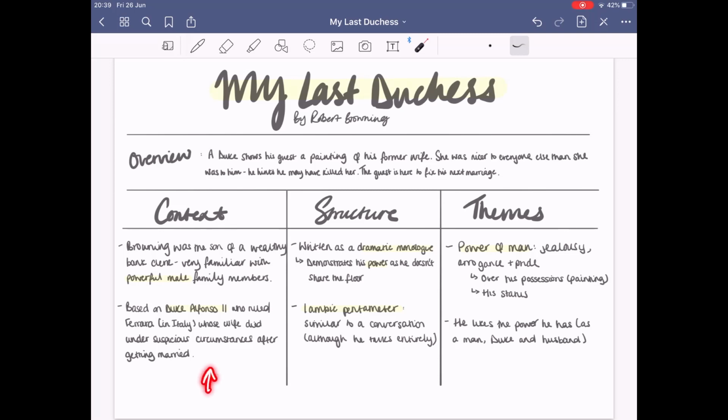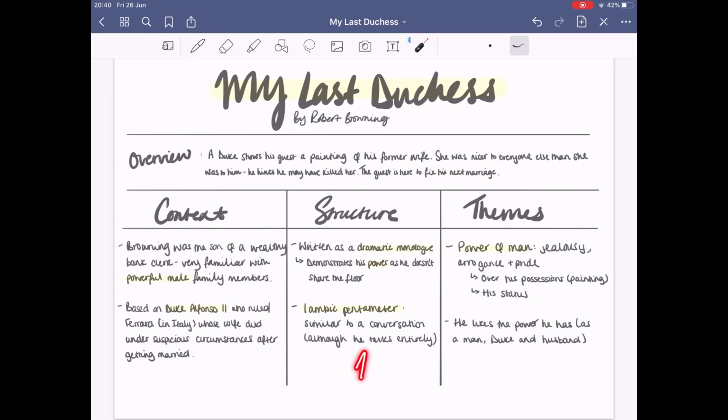So in terms of context, it's based on Duke Alfonso II, who ruled Ferrara, which is a place in Italy, and his wife died under suspicious circumstances after getting married. Of course, within the poem, it's implied that he may actually have been the cause of her death due to his insecurities and his jealousy.